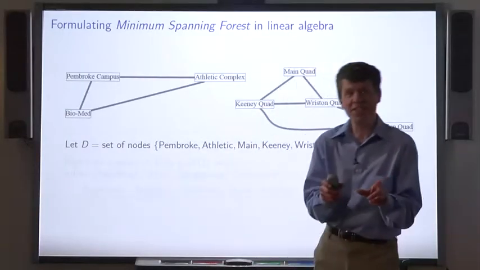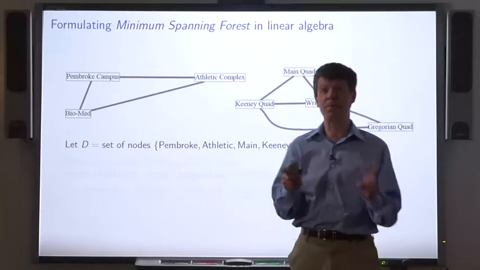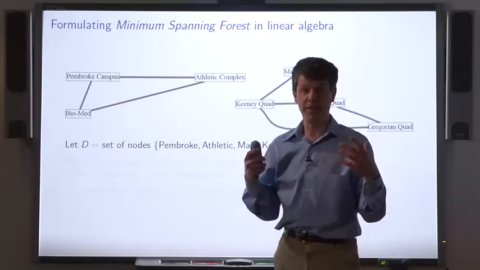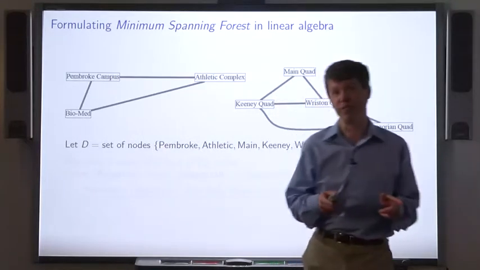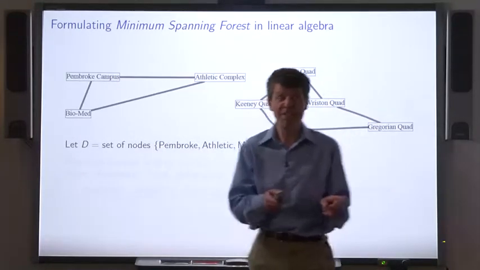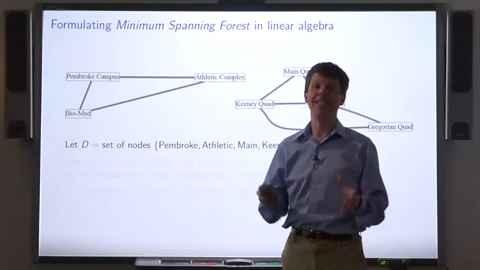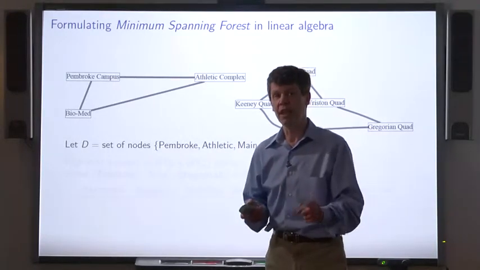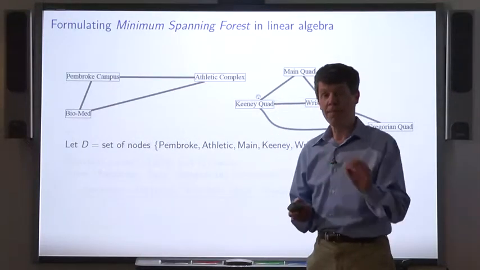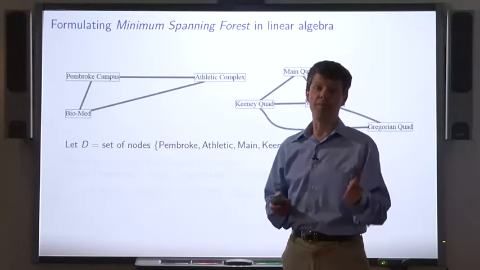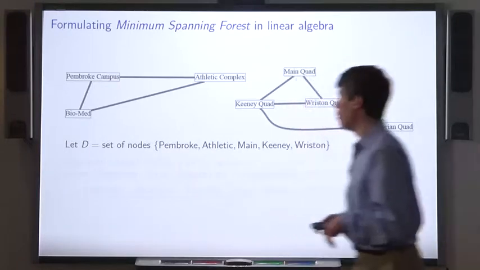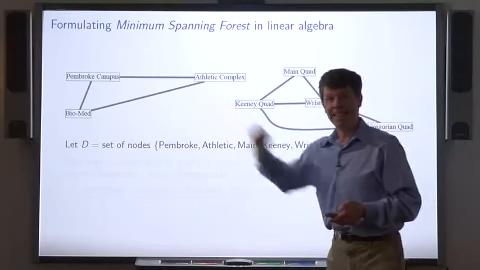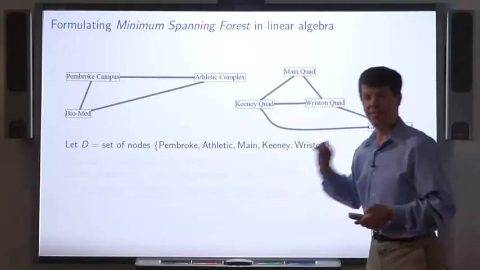You might have noticed that the GROW algorithm for minimum spanning forest closely resembles the GROW algorithm for building up a set of generators. And the shrink algorithm for minimum spanning forest closely resembles the shrink algorithm for finding a possibly smallest set of generators. It's not a coincidence. We can formulate minimum spanning forest as a problem in linear algebra. So here we start with a graph. We'll let D, the domain of our vectors, be the set of nodes.